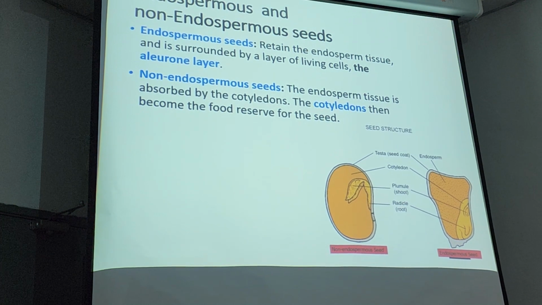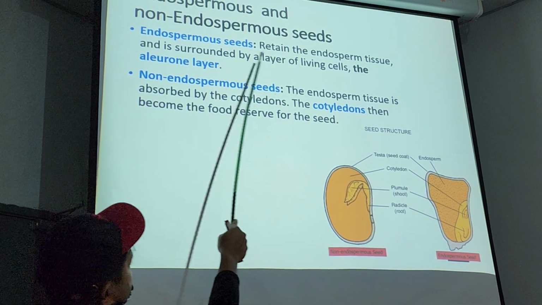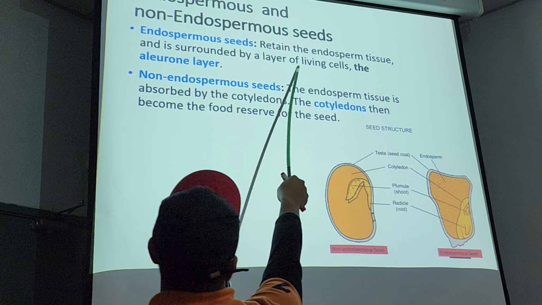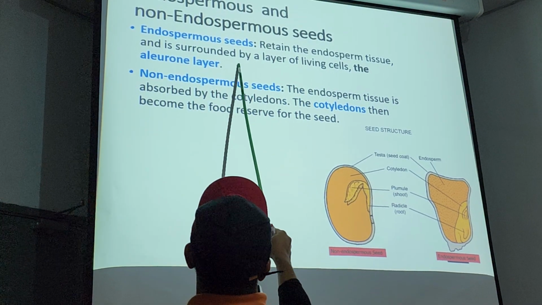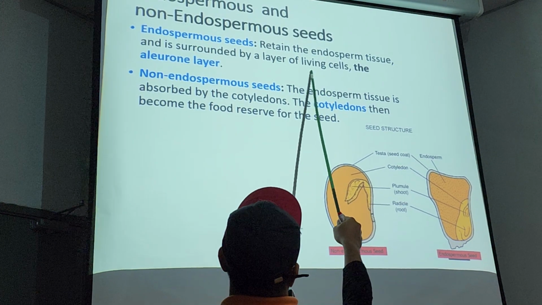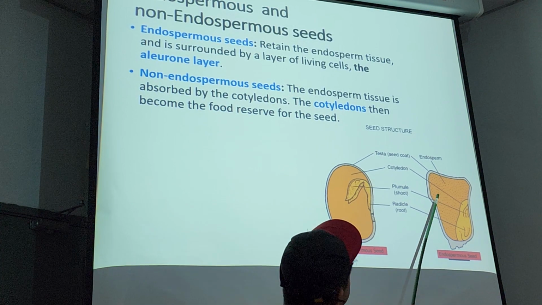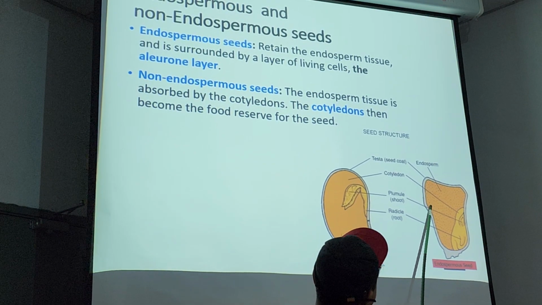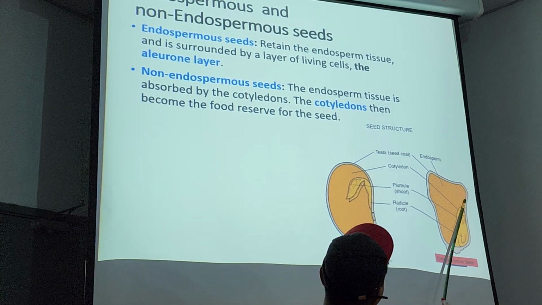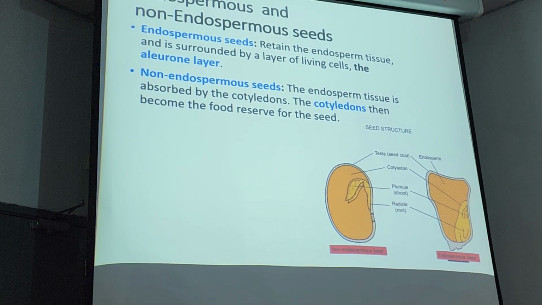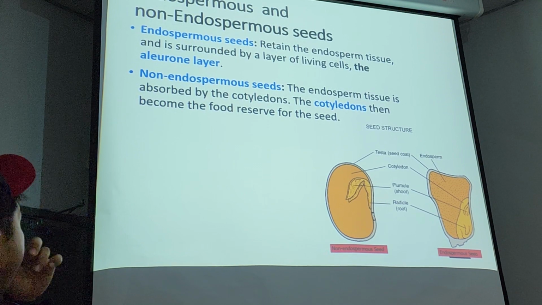Okay. So for the endospermous seed, like the corn seed here, it retains the endosperm tissue surrounded by a layer of living cells, which is important here, the aleurone layer, this layer just surrounding the endosperm. There's a coming picture to show you better. So, aleurone layer.